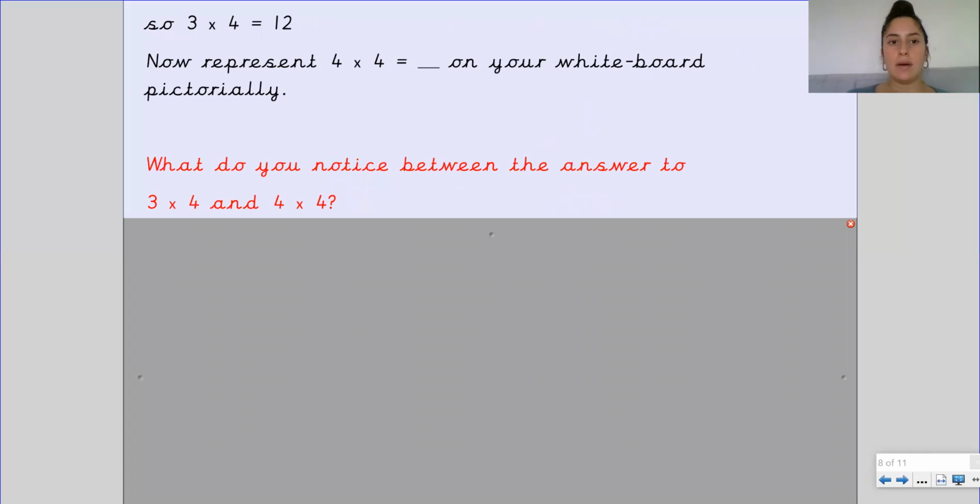Okay, now, so we found out that 3 times 4 equals 12. Can you now use the information that the first number is the number of equal groups and the second number is the number of items in each group, and on your whiteboard show a pictorial representation for 4 times 4 and find the answer. Play the video when you're ready.